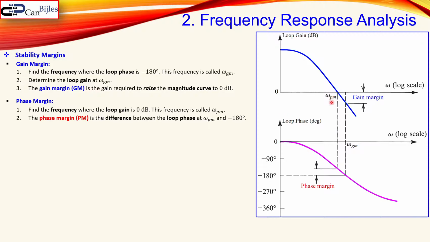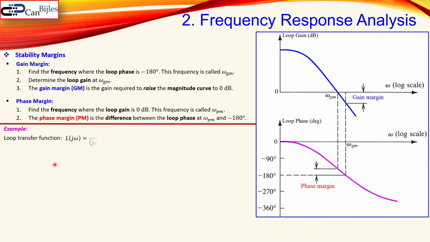This frequency is called the phase margin frequency, and that frequency will give you a phase, for example, minus 150 degrees, and between minus 150 degrees and minus 180 degrees there is a difference of 30 degrees. I just make an example here. That difference is called the phase margin. Okay, let's give an example, because that is always handy to understand using numbers.